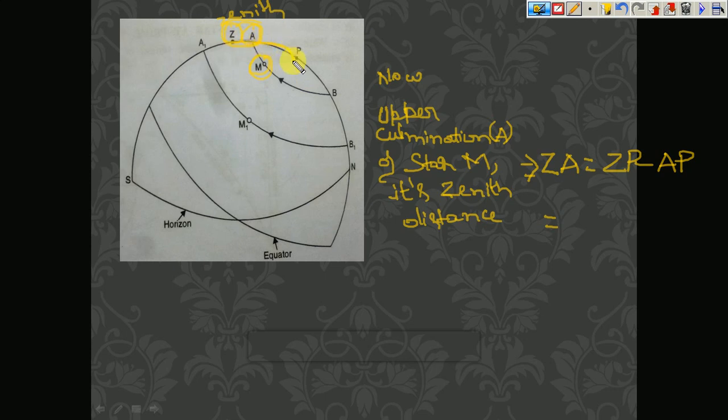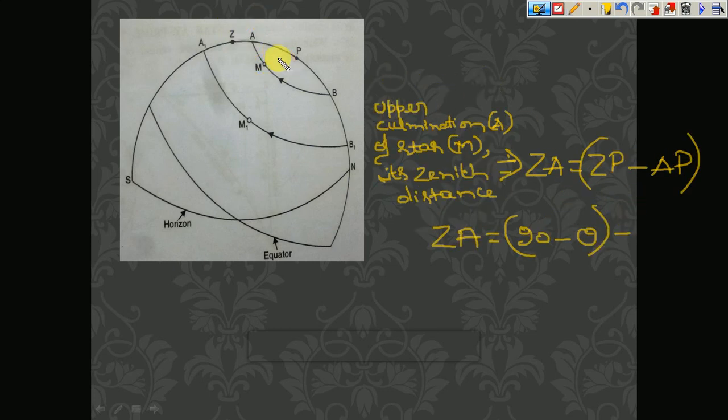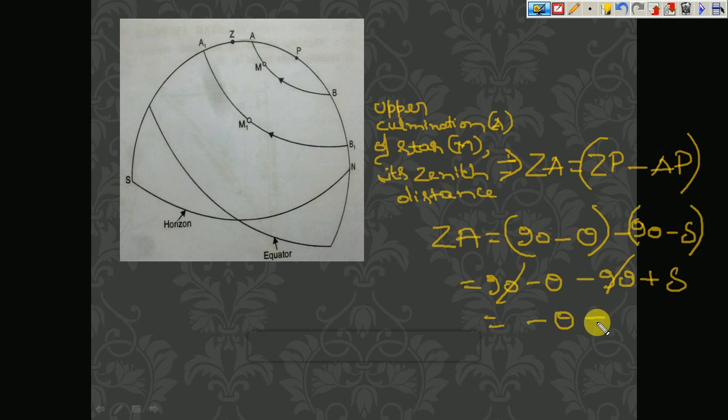From Z to P, this is the complement of latitude, which I can write as 90 minus theta. Similarly, A to P is 90 minus delta, which is also called the codeclination. So the expression is 90 minus theta minus 90, minus into minus plus delta. The 90 cancels, giving minus theta plus delta, which can also be written as delta minus theta. So ZA, from Z to this culmination point, equals declination minus latitude, that is delta minus theta. So this is the expression.